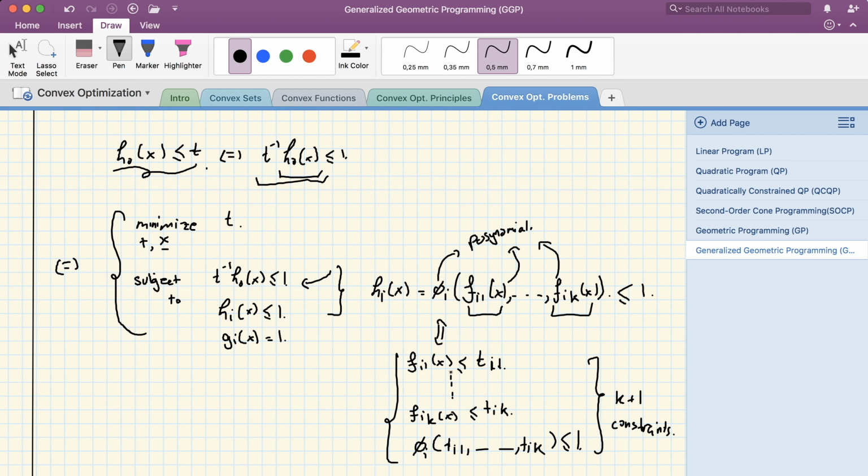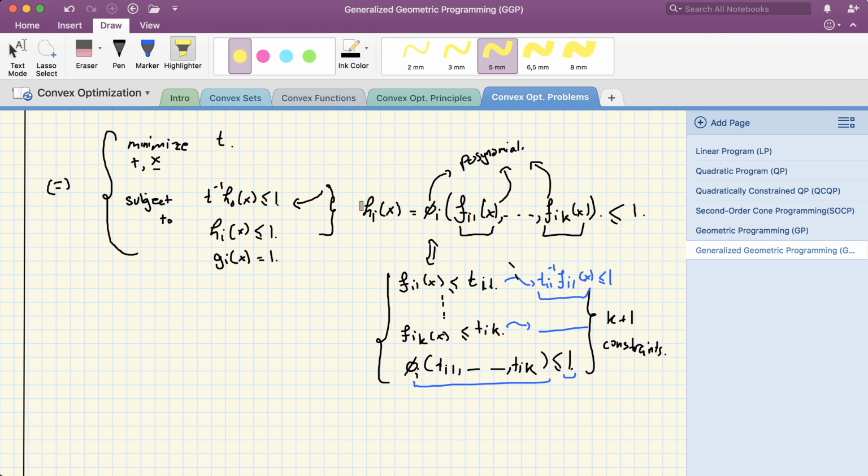Because this is a polynomial, and to have a polynomial less than 1, I could rewrite this as t_i1 inverse f_i1 of x less than 1, polynomial, no problem. And likewise here, right? And here I've got the 1, and this is a polynomial, so no problem. So what I mean to say is that I have polynomials on my left-hand side and 1s on the right-hand side. So I'm replacing a generalized polynomial, h_i(x) less than 1, with k plus 1 polynomial-only constraints, right?